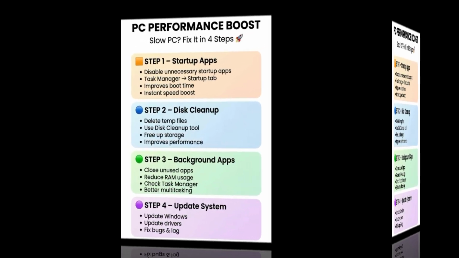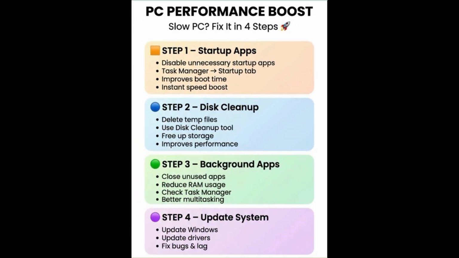The third step is background apps running. Sometimes you don't close them, and in a very busy time you can shut down and turn on the system again, the same process. The background apps running consume memory, power, and hard disk space also. You can close unused apps and reduce RAM usage, check Task Manager, for better multitasking.